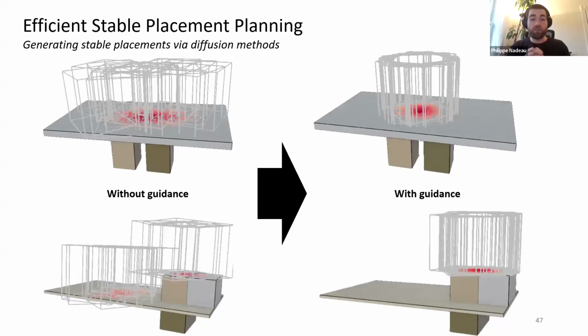A comparison between the placement distribution obtained without guidance to the one that is obtained with guidance clearly shows that using guidance leads the model to generate placements with a higher likelihood of being stable, even in scenes that were not part of the training data. And our quantitative results support this as well. The use of guidance reduces the time needed to find a stable placement and results in scenes that are more robust to disturbances.